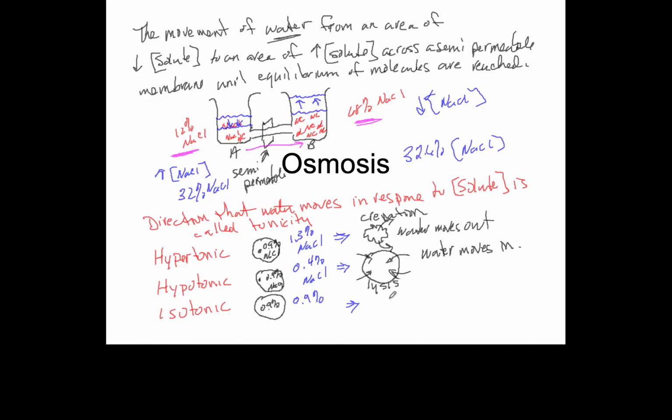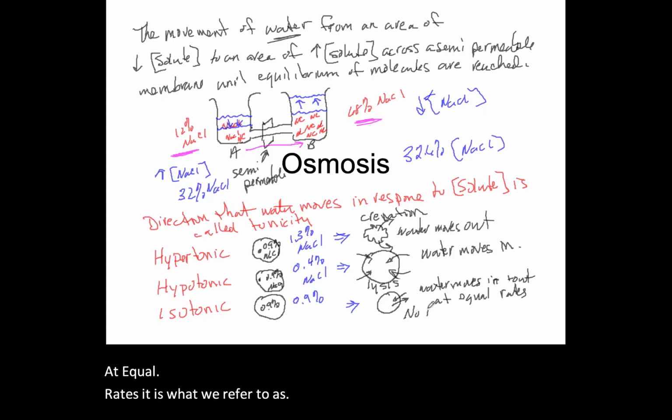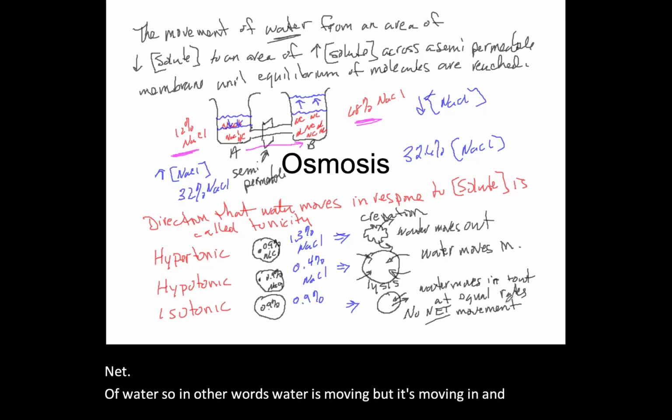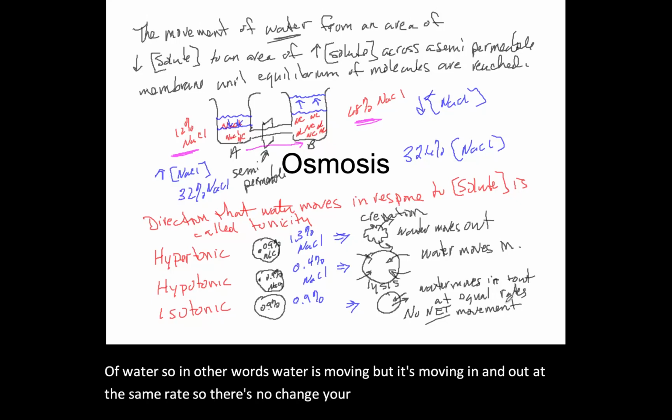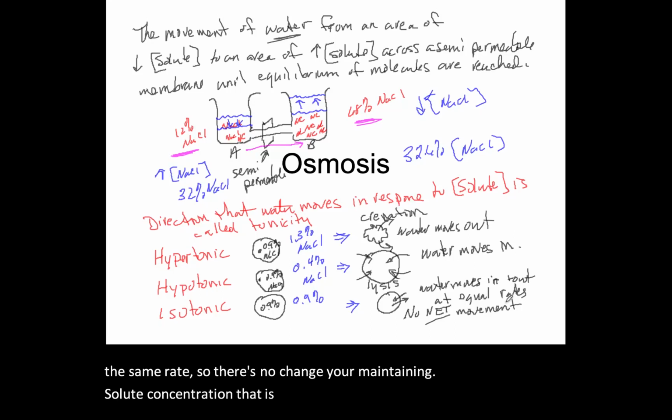So in this scenario, water actually moves in and out at equal rates. It is what we refer to as no net movement of water. All right? So in other words, water is moving, but it's moving in and out at the same rate, so there's no change. You're maintaining solute concentration. That is isotonic. All right.